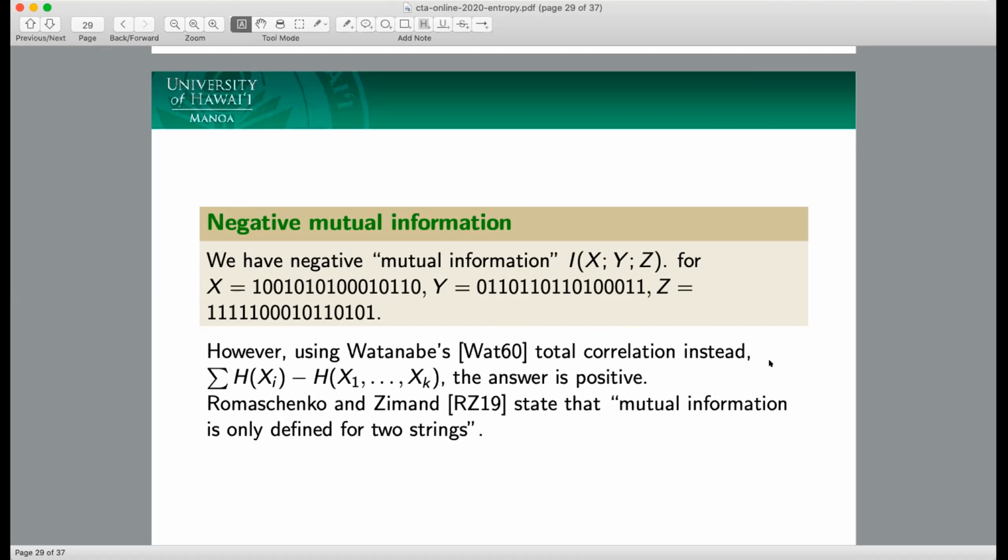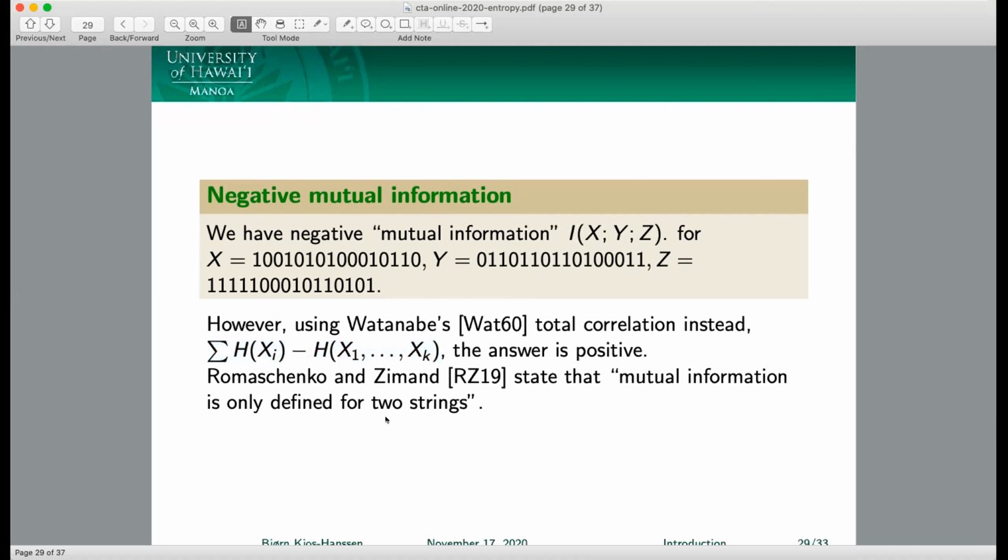So one possible response is that this isn't really mutual information, because that intuitively should not be allowed to be negative. And so you can make other definitions for that phrase. So you can say, let's use what Watanabe called total correlation, just the sum of entropies minus the joint entropy. And then it ends up being positive. And I think in computability, for example, in this recent paper by Romashenko and Zeman, they said there's no mutual information for more than 2 strings.